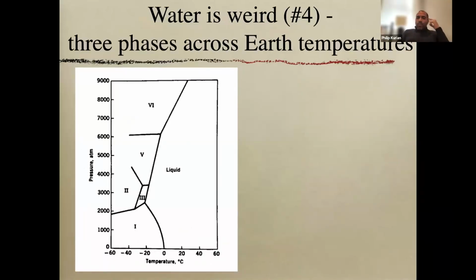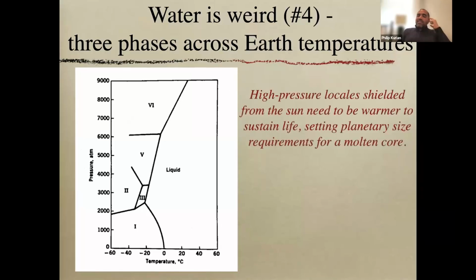So the fourth point, why water is weird. There are three phases that exist across the range of our planet's temperatures, right? So liquid, solid, and gas can coexist, or they can exist separately in different temperature locales across Earth. Now, this is of interest because there are actually six different or more types of water ice, but if we have high pressure locales that are shielded from the sun, they need to actually be warmer to sustain life, which actually sets planetary size requirements on our planet for the requirement of a molten core, which can actually warm from below, right? And so that warmth actually just shows these different transitions for the different types of ice, many of which are actually denser than water.